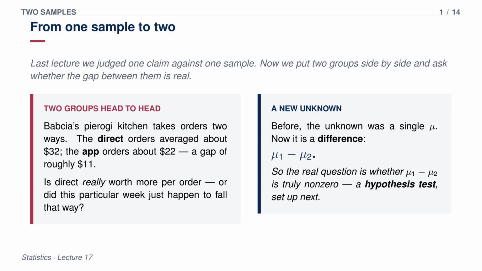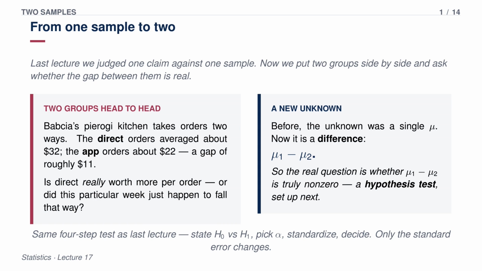Before, the unknown was a single mu. Now it's a difference, mu1 minus mu2, the true direct mean minus the true app mean. So the real question is whether mu1 minus mu2 is genuinely bigger than 0. That's a hypothesis test. And here's the headline for the whole lecture.